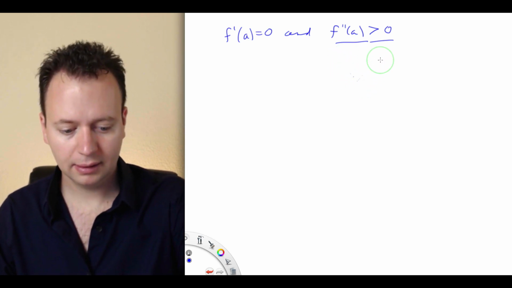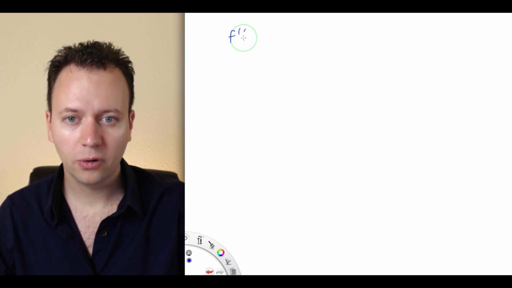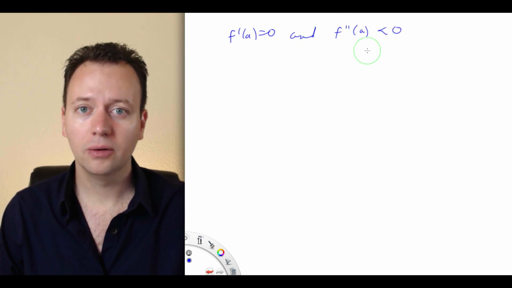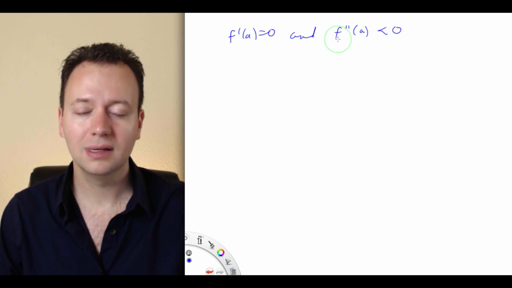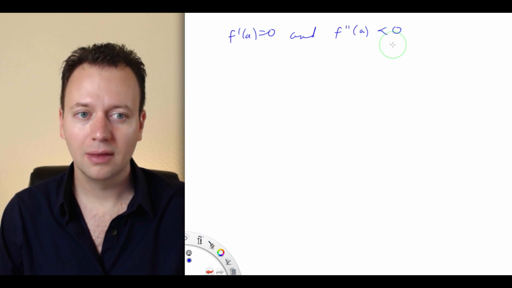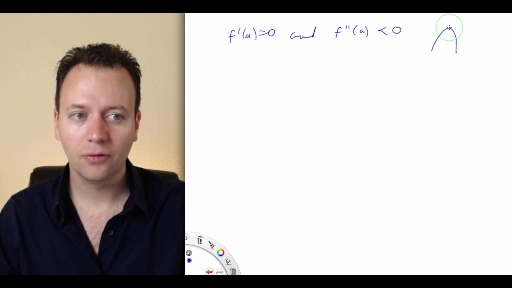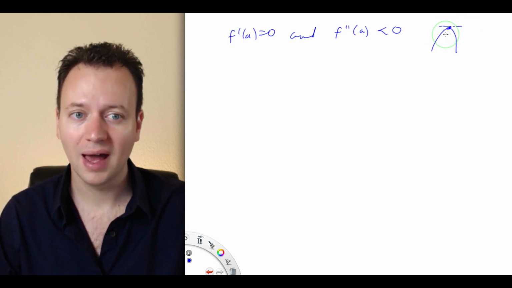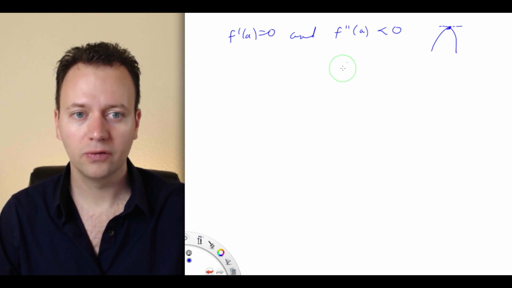So next, let's consider the case where f prime of a is equal to 0 and f double prime of a is less than 0. Now, similarly, the second derivative is negative, therefore it's concave down, therefore our critical point up here where the function has 0 slope must be a local maximum. So that's the short of it.